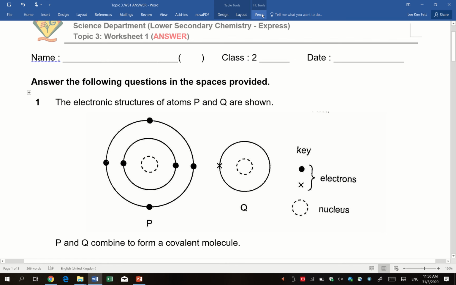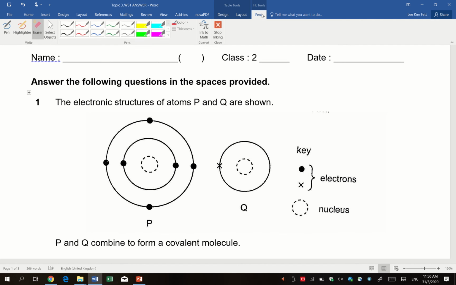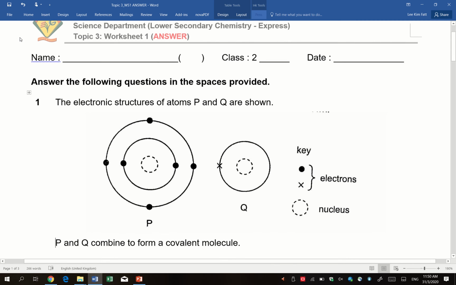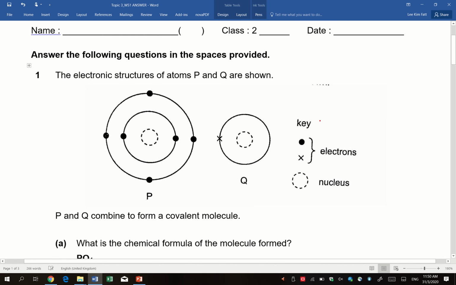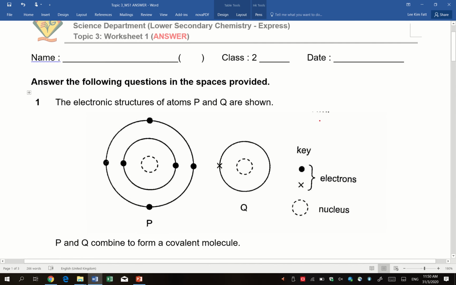Now let's take a look at your topic 3 worksheet 1 on covalent bonding. Okay, first question. The electronic structure of atoms P and Q are shown below. So you have two atoms over here, atom P and atom Q. The question continues: P and Q combine to form a covalent molecule.